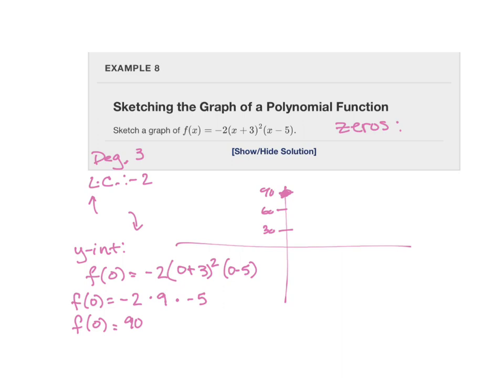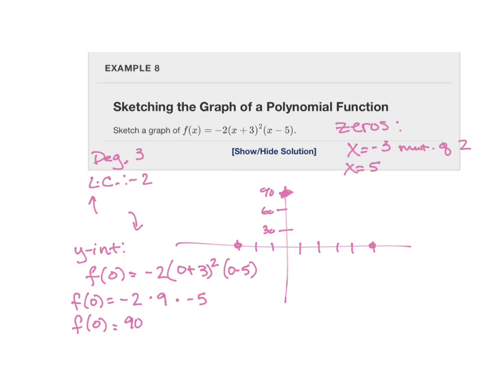What are my zeros? X equals negative 3 with multiplicity of 2. And x equals 5. See? So at negative 3, what's it going to do? Bounce. It's going to bounce. At x equals 5, it's going to go through. Down.